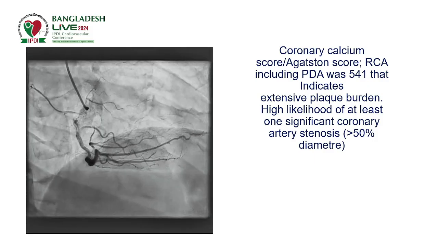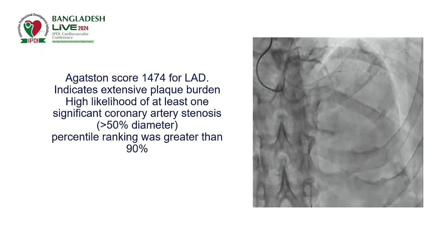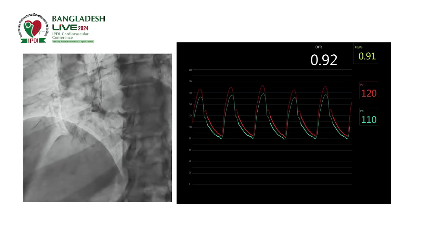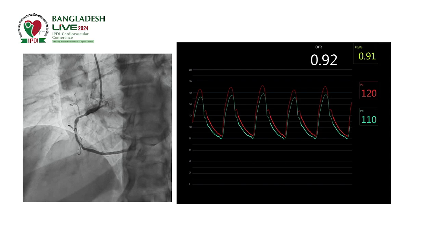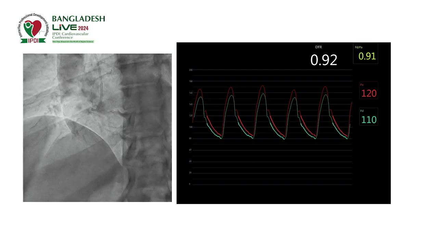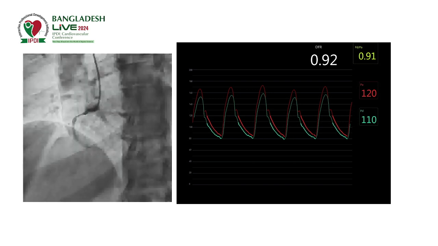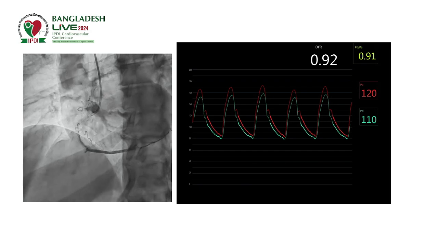Here we see the Agatston score was very high, with calcified coronaries in both the left and right systems. We first did the DFR in our lab, and DFR was 0.92, which was above the cutoff value, showing that the coronary lesion was not that significant. We can spare the patient from stenting.